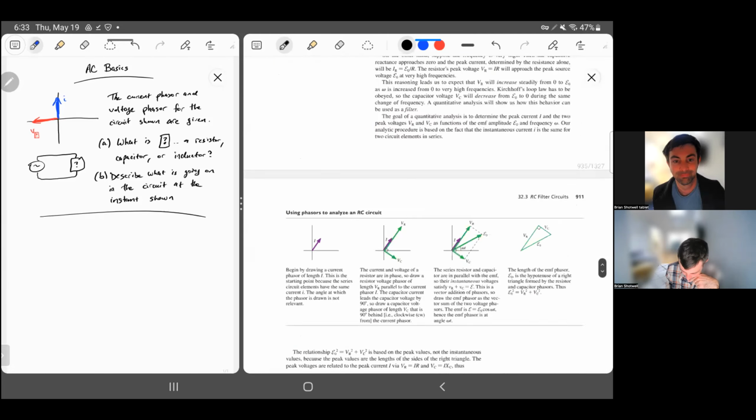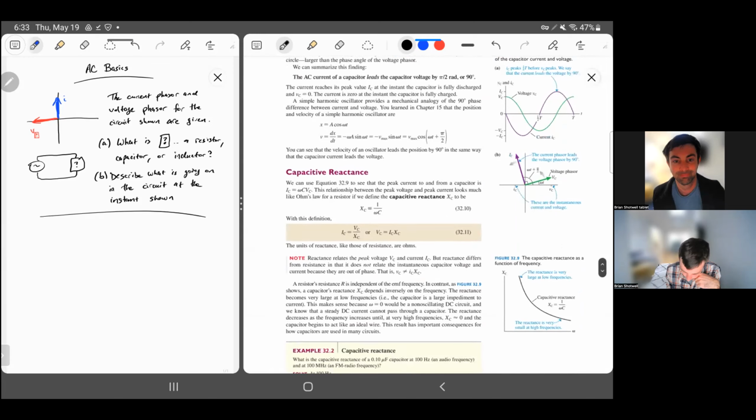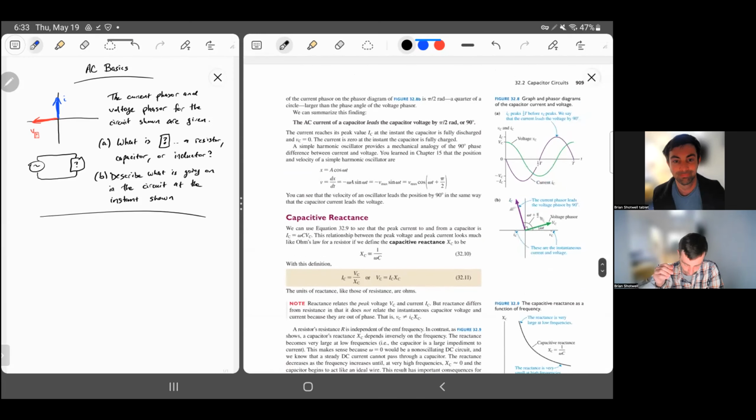The only thing that I've sort of glossed over here is this thing called reactance. Reactance is sort of a generalization of resistance. We'll see what I mean by that in just a second. Generalization of resistance.